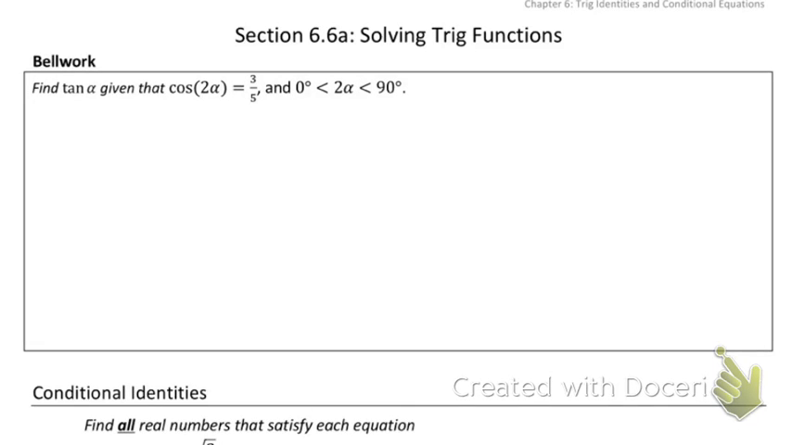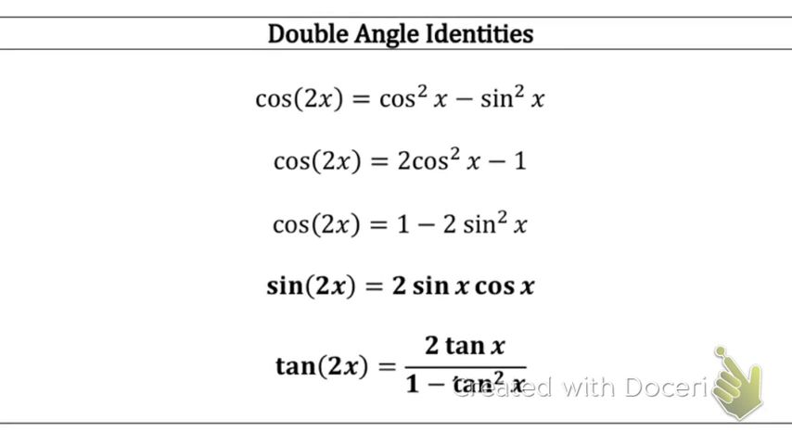All right, we are given that cosine of 2 alpha equals 3 over 5. That cosine of 2 alpha should tell us that we should go to our double angle identity sheet. And it tells us to find the one that has cosine of 2x in it.